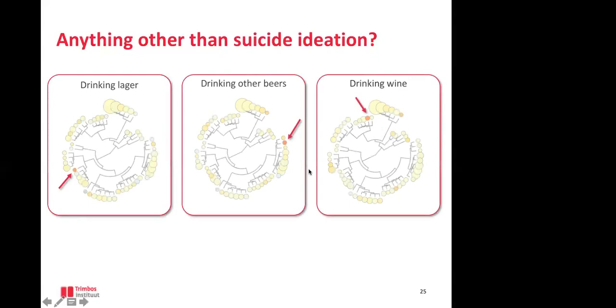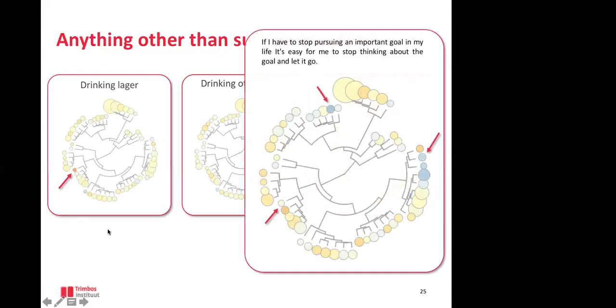Now, this is, of course, somewhat funny, but if you now take a look at a specific question that is asked, "If I have to stop pursuing an important goal in my life, it's easy for me to stop thinking about the goal and let go." And if you now take a look at our lager, other beer, and wine modules, we see that the other beer module scores fairly low, the wine module scores fairly low, and lager scores on average, telling me that apparently drinking lager appears to help forgetting unattainable goals, whereas drinking other beers or wine does not.